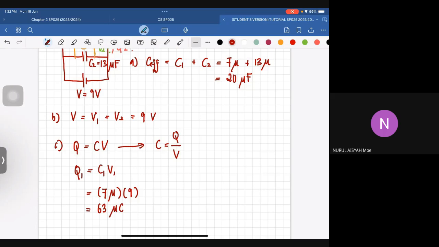Do the same thing for capacitor 2, C2 and V2. Here we already have the value 13 μ, and V2 is also there, which is 9. So from here we get 117 microcoulomb. So that is the charge in capacitor 1 and capacitor 2.